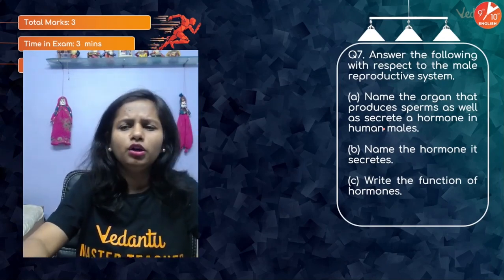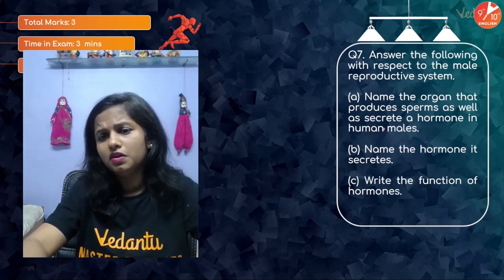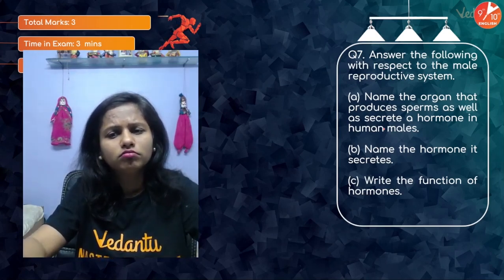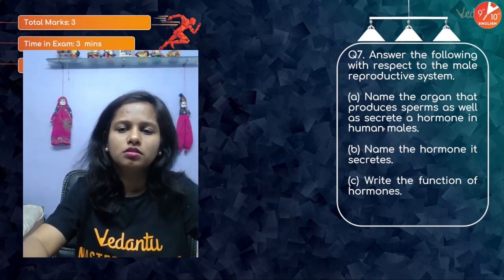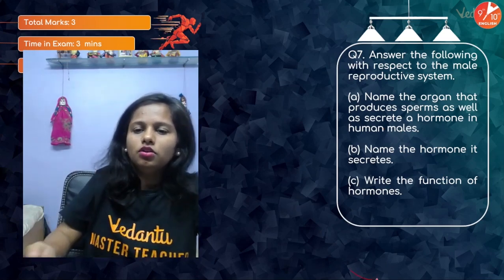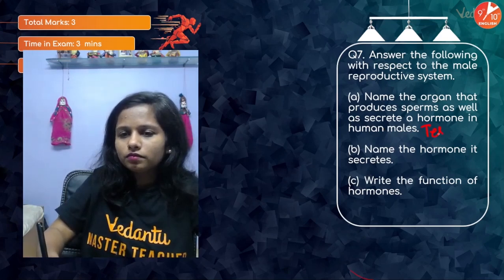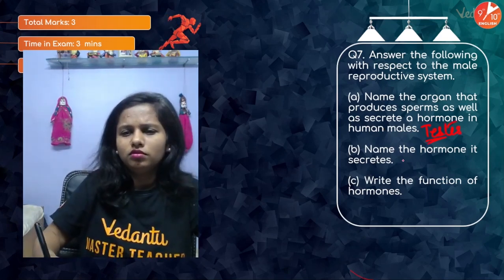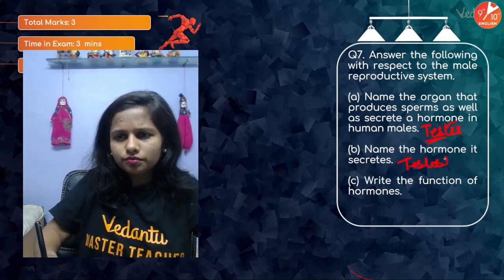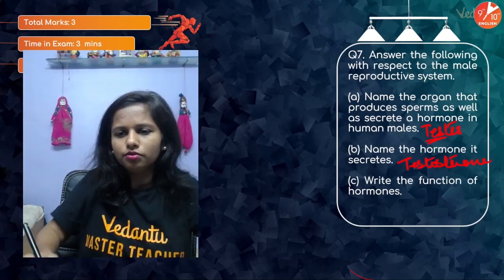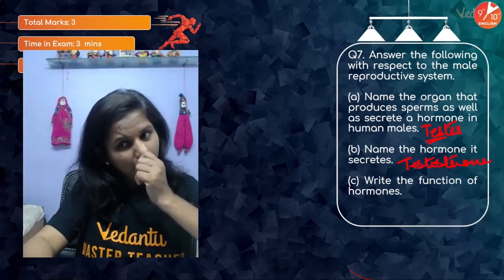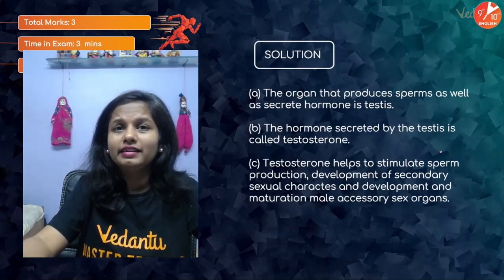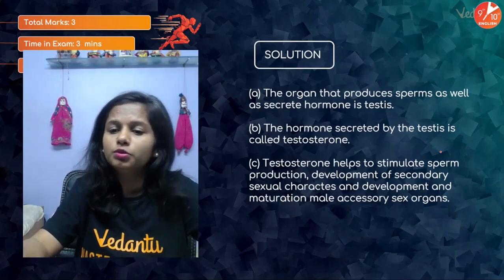Then answer the following with respect to the male reproductive system. Name the organ that produces sperms as well as secretes a hormone in human males. The organ has to be the testis. Name the hormone: it's testosterone. The organ is testis, the hormone is testosterone. Function of testosterone: it develops secondary sexual characters in males, and it helps in the production of sperms.